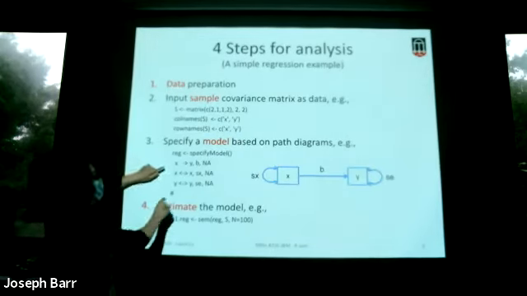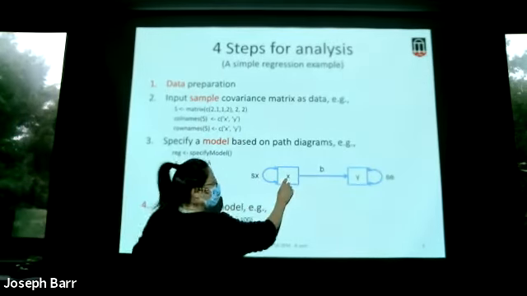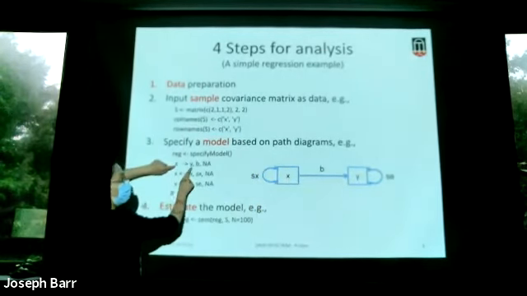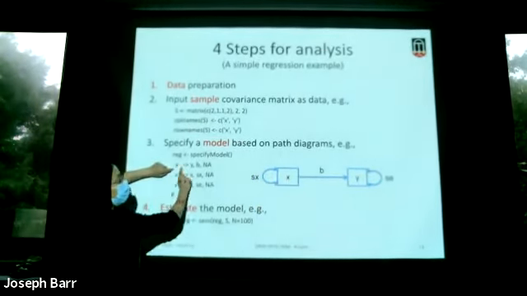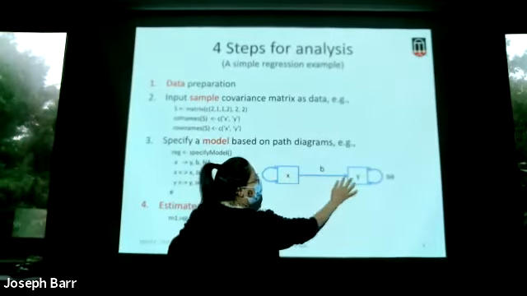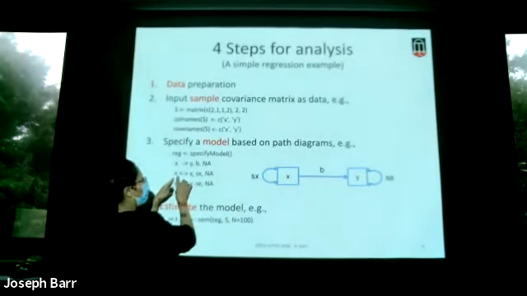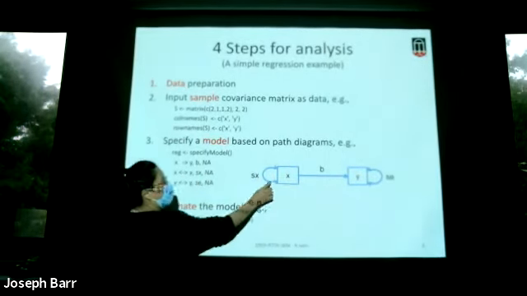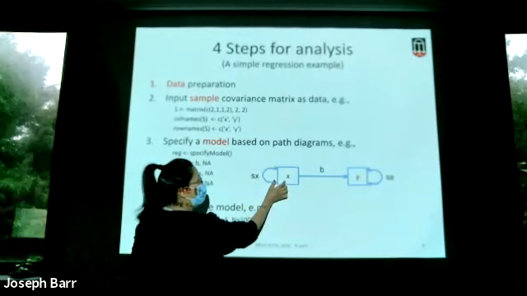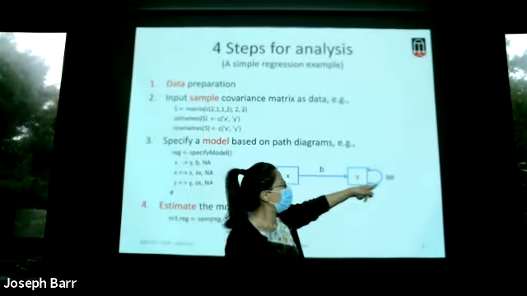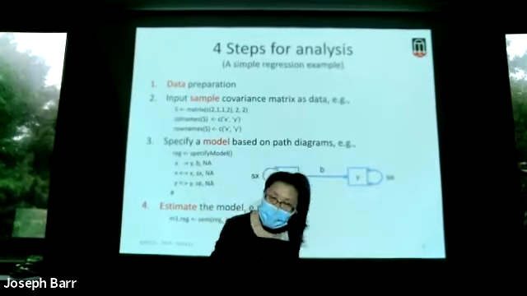Look at this case. In this path diagram, we have A goes to X goes to Y. So we have X that goes to Y. We want to know the coefficient of this path. And here, variance of X: X double-headed X, so I'm going to estimate the variance of X. And here, Y: I'm going to estimate the variance of the residual of Y.